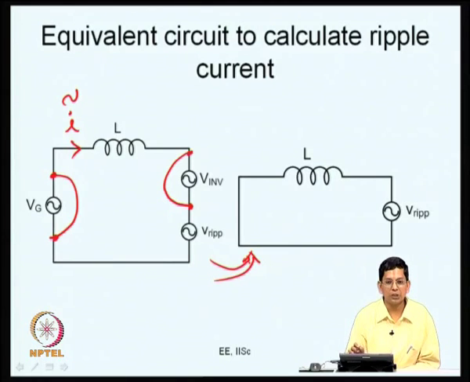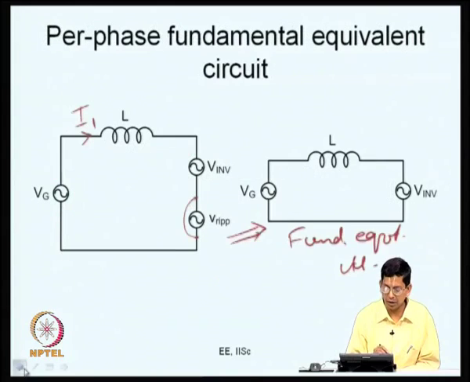So, this is your equivalent circuit to calculate ripple. If you consider the fundamental component, you need to use this equivalent circuit where you have the mains voltage and the line inductance, and the power flow is controlled by the applied voltage, the fundamental component of the inverter voltage.